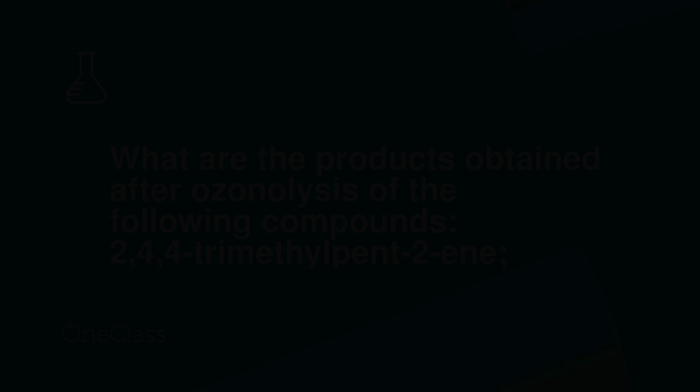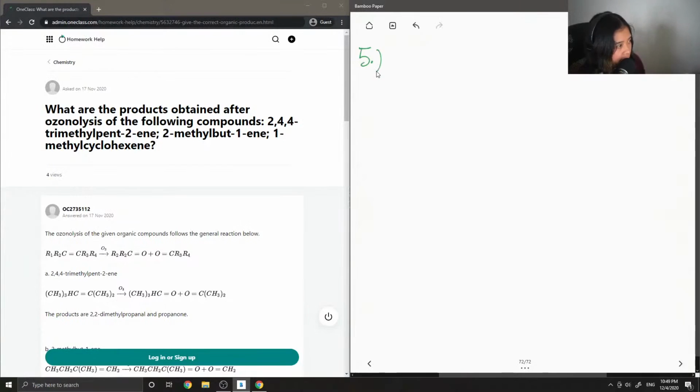Okay, so question 5. What are the products of the following compounds? 2,4,4-trimethyl-pent-2-ene, 2-methyl-but-1-ene, and 1-methyl-cyclohexene.